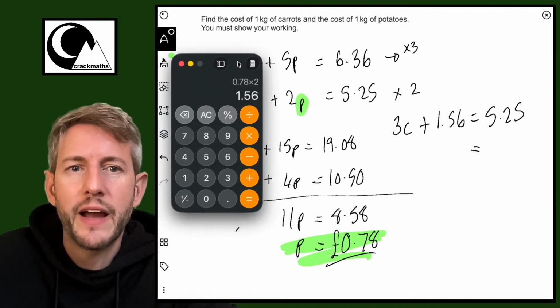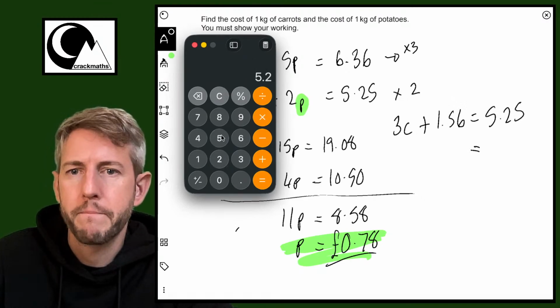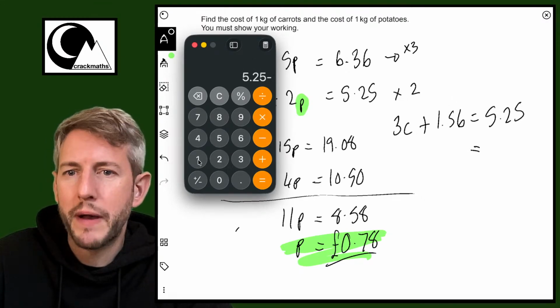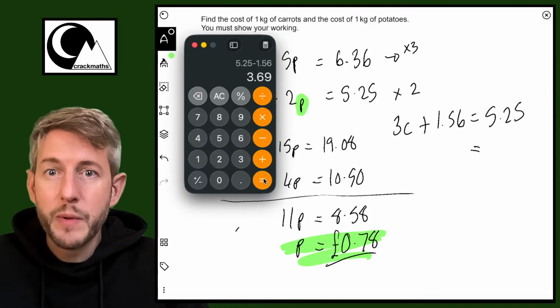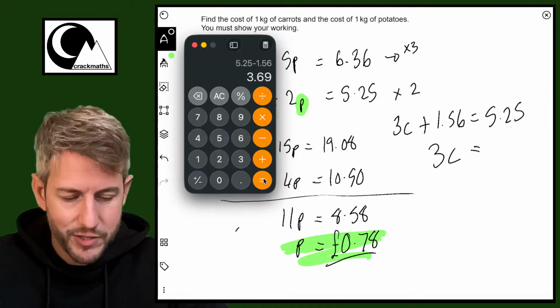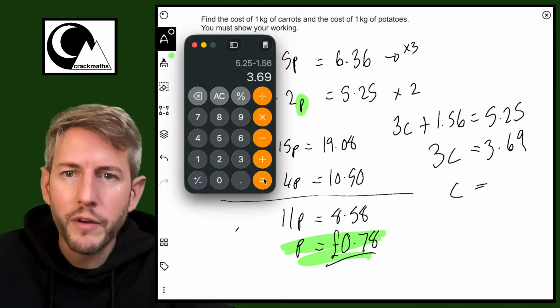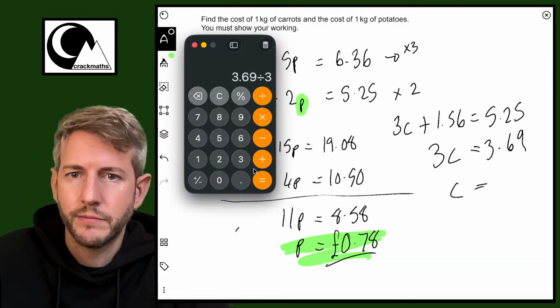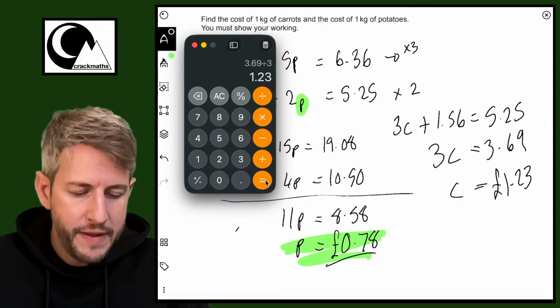So let me just move the calculator over here. So I'm going to do £5.25, take away £1.56, and that leaves me with £3.69. So I know that the 3 kilograms of carrots cost £3.69. Divide this by 3 and I get 1 kilogram of carrots. And then 1 kilogram of carrots equals £1.23.